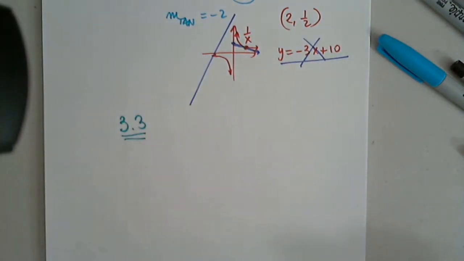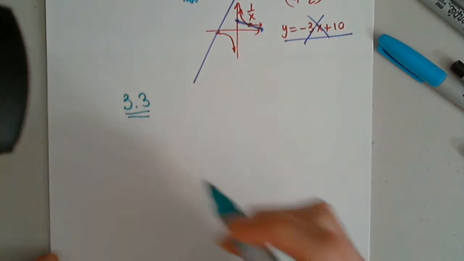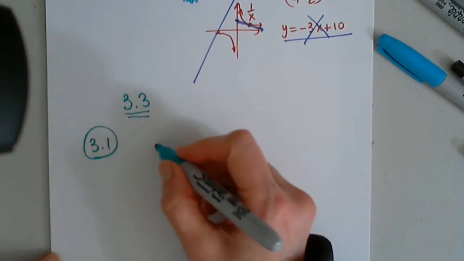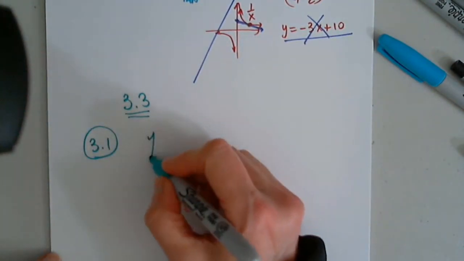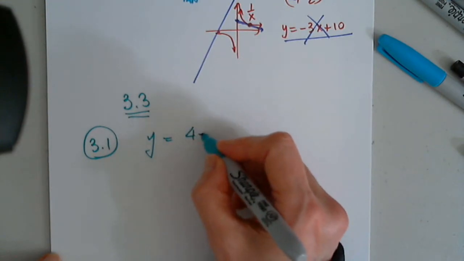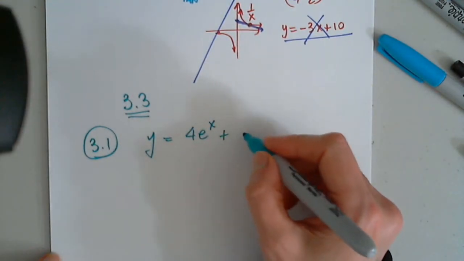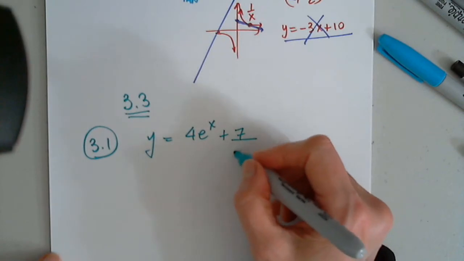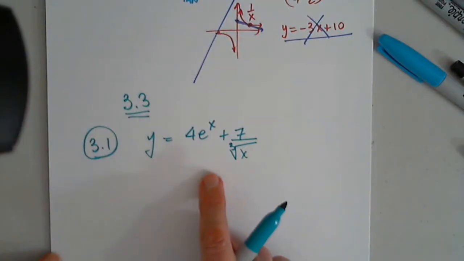Before we start, yes? It was from 3.1. Yes, I'm ready. From 3.1, it's y equals 4e to the x plus 7 over the cubed root of x. And then find the derivative.